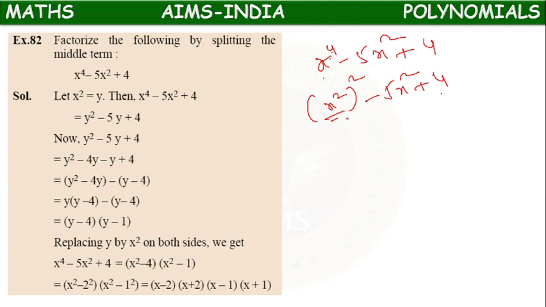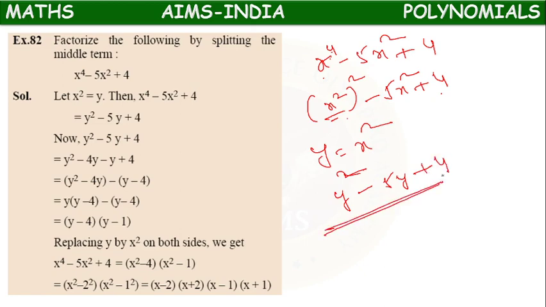Already we have x square here. So what will we take? We will assume that y equals x square. Then it becomes y square minus 5y plus 4. Now we can factorize this. The product is 4, we have to divide into two terms whose sum is minus 5. What can we take? Minus 4 and minus 1.